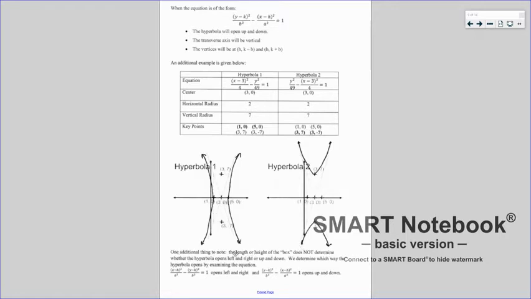One additional thing to note, the length or height of the box does not determine whether the hyperbola opens left, right, or up or down. Sometimes students think, well, this is wider, so it must go this way. That is not the case. We only have to look at which of our values is positive and which is negative. So determine that by just looking at the equation.